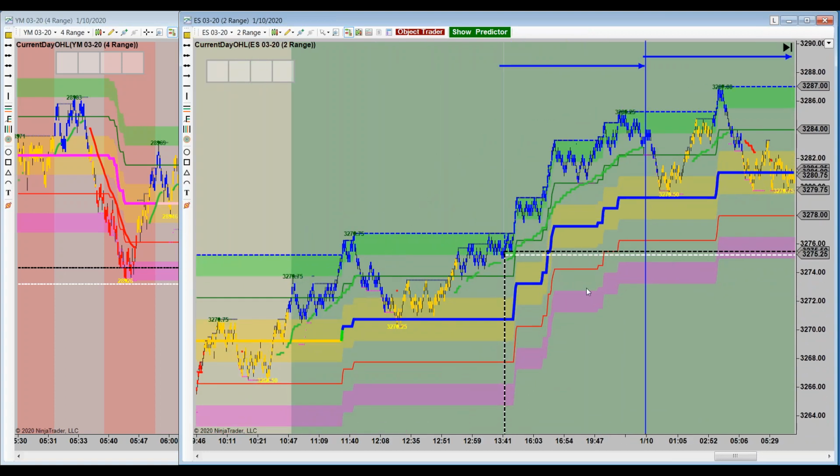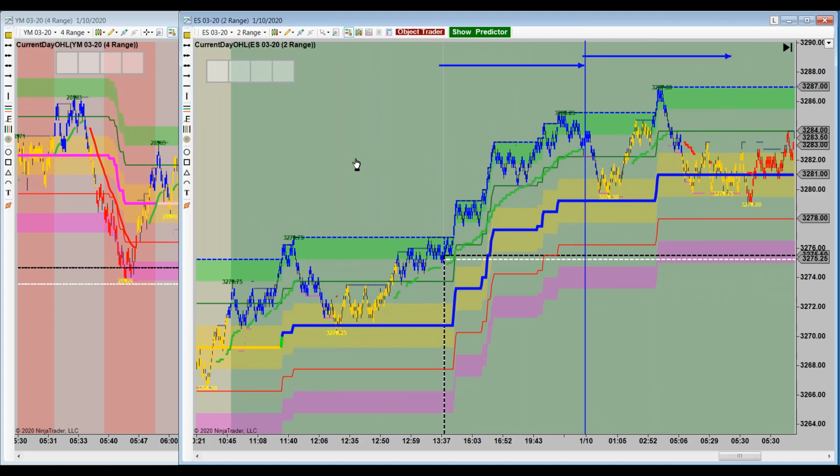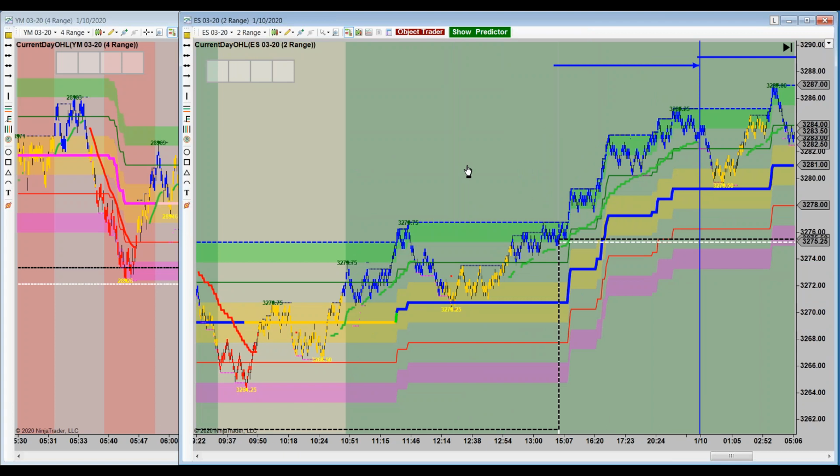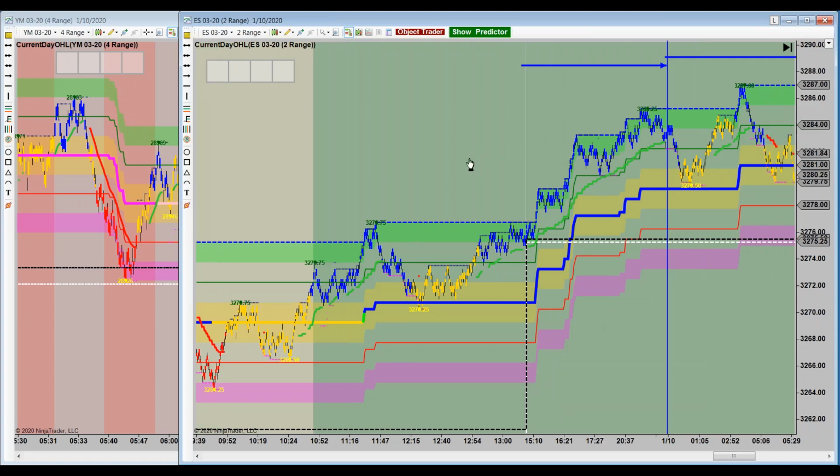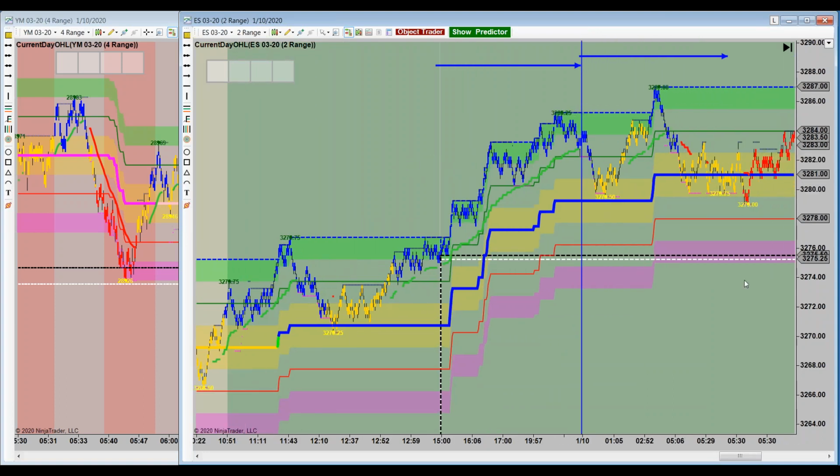Here's the end of Friday. No, this is the end of Thursday, and this is the beginning of Friday. So was ES trending? What do you think? Here, from here all the way from late morning, Thursday, and here's Friday, midnight, Friday early trading. 1 o'clock, 2, 3, 4, 5:30, this is the pre-market. Yeah, it was trending up.